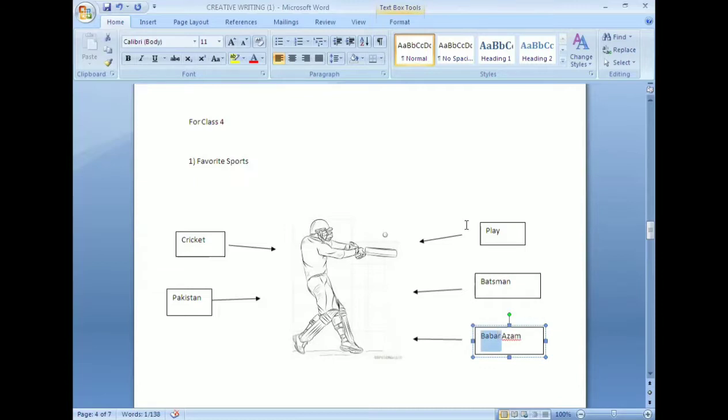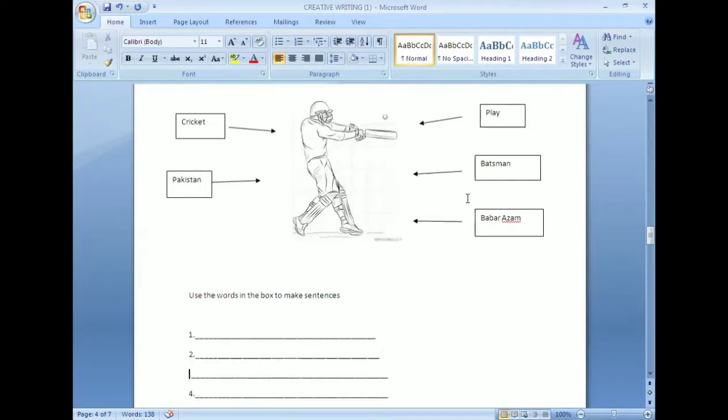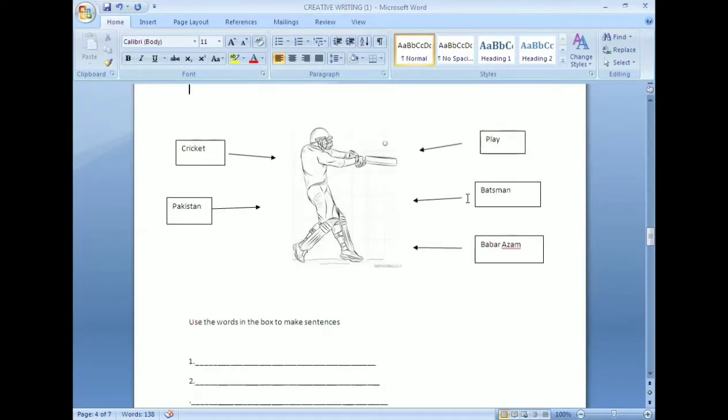So what you have to do specifically in this exercise is use the picture. You can see the picture. You will then have to use the words in the boxes to make sentences. Here it is written: use the words in the box to make sentences. So you see the picture and that is how you're going to start.